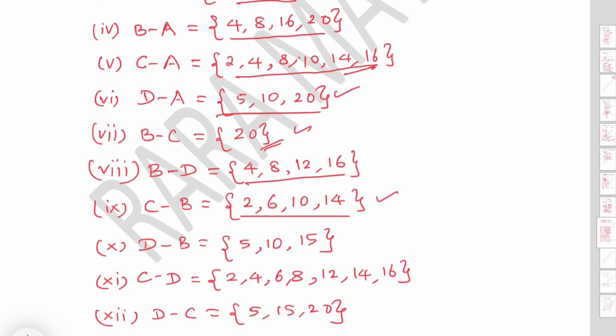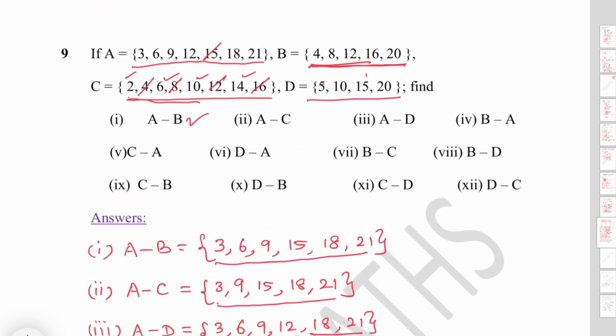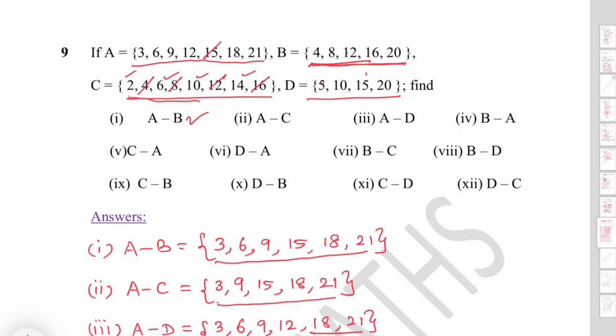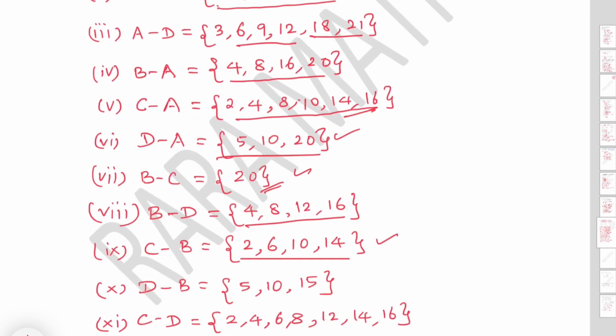And same way D minus B. D minus B is only 20. So 20 can cancel that because 20 is there in B. So 5, 10 and 15. So you get D minus B is 5, 10 and 15.